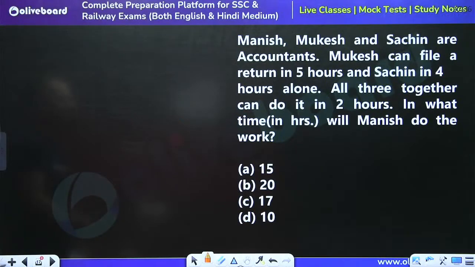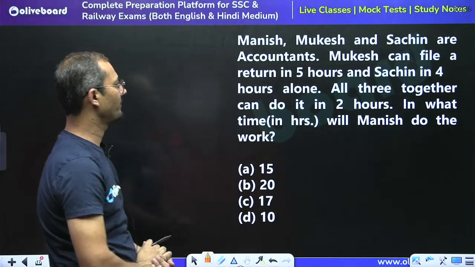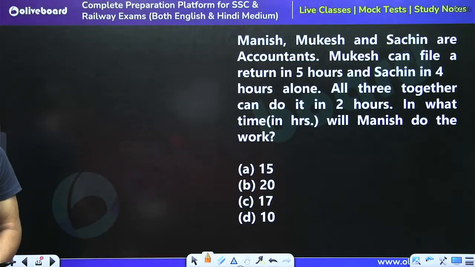So moving to next question. Tell me what is the answer for this question. Moving to next question, please tell me what is the answer for this question.